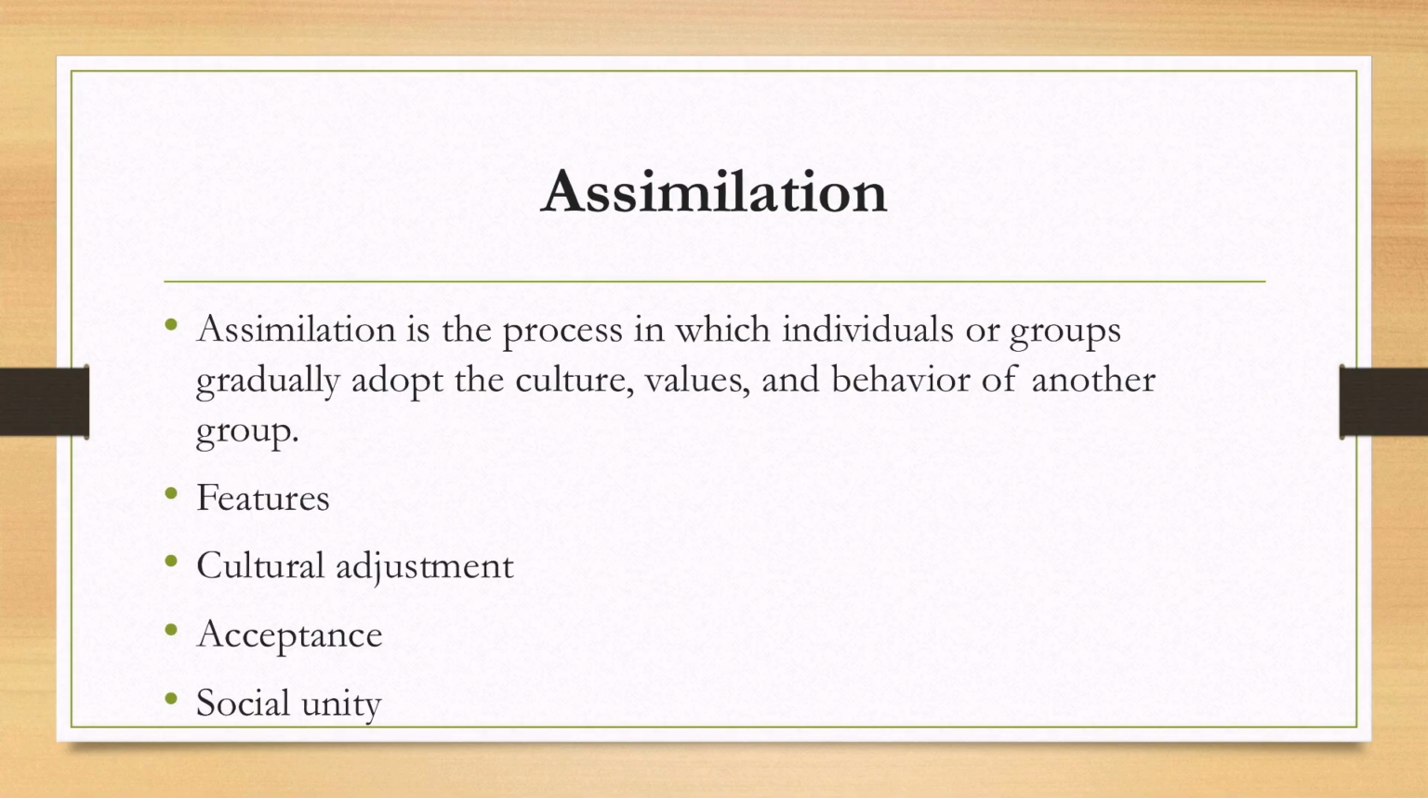Next, we will move to assimilation. So, what is the meaning of assimilation? It means adoption. It is a process in which individuals or groups gradually adopt the culture, values, and behavior of another group. Its features include cultural adjustment, that is, adopting another culture, acceptance of other groups or culture, and also social unity.